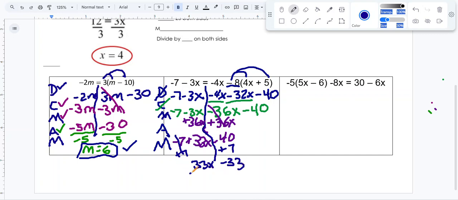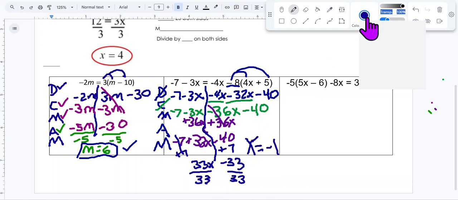And then my final step is divide. So I'm going to divide by 33 to get x by itself. And I'm left with x equals negative 1. And that's my final answer. Can't do anything else. That's my answer. X equals negative 1.